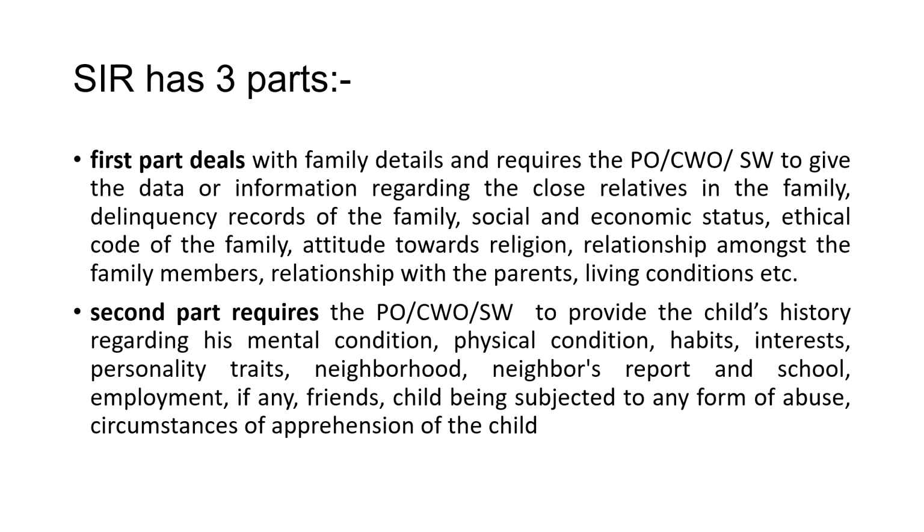The second part requires the probation officer, child welfare officer and the social worker to provide the child's history, his physical conditions, his habits, his interests, his personality traits, neighborhood, neighbors' report and school, employment. Whether the child has been subjected to any form of abuse, circumstances of apprehension of the child, in what circumstances the child was apprehended, whether any friend of the child has ever been subject to any abuse, everything. The mental condition of the child has also to be explained.